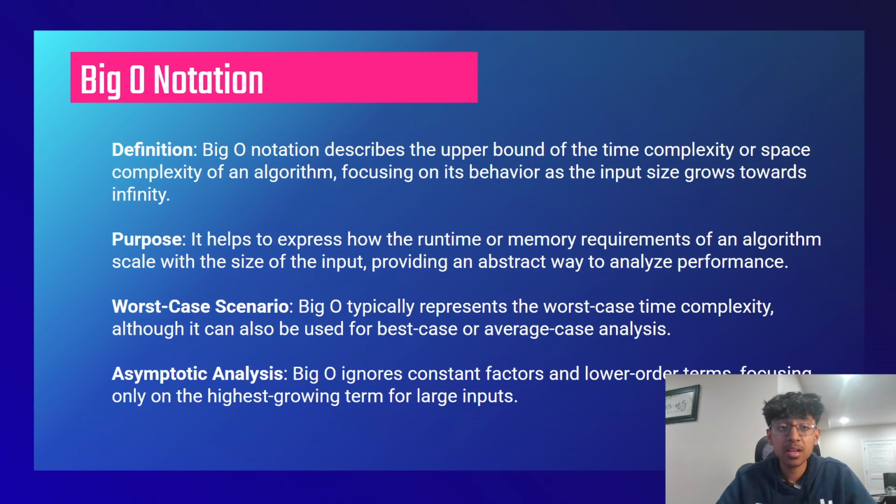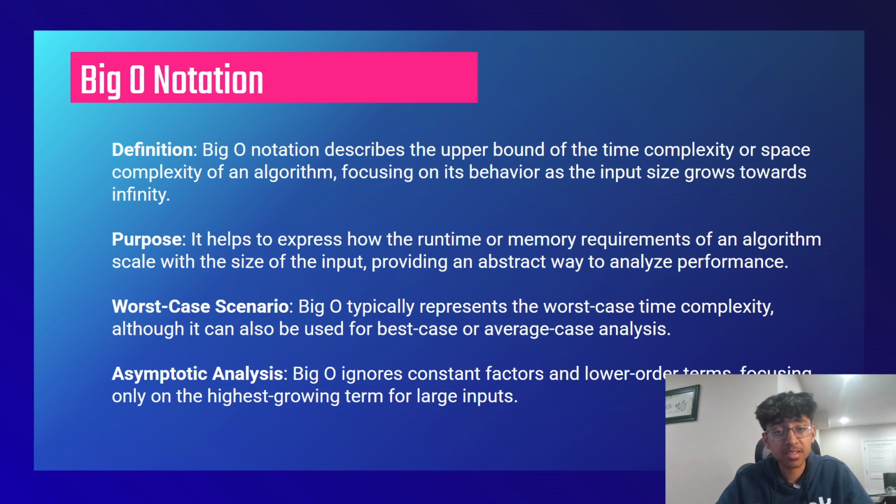Now let's look at big O notation. This is a pretty complex topic, and you can always come back to it after reviewing the later units. So what is the definition of big O notation? Big O notation describes the upper bound of the time complexity or space complexity of an algorithm, focusing on its behavior as the input size grows towards infinity.